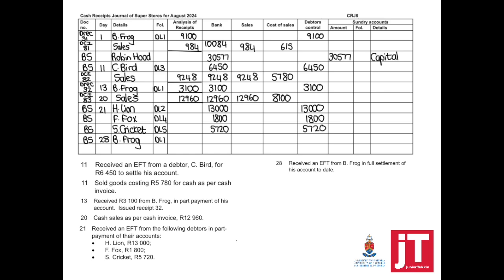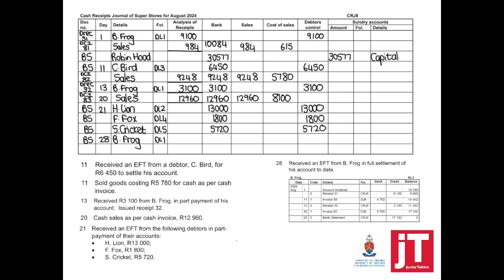Day 28 received an EFT from B. Frog in full settlement of his account to date. And this is the part where I've kept on emphasizing and saying to you, on the same day that you complete the transaction, take it to the individual's account in the debtors ledger. Because when I get this type of transaction, I know immediately, but what is the outstanding balance? There's the debtors ledger, which we're going to get to later on.